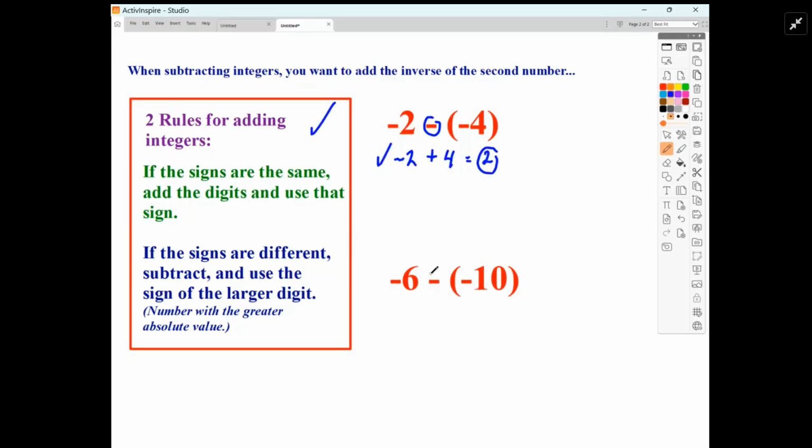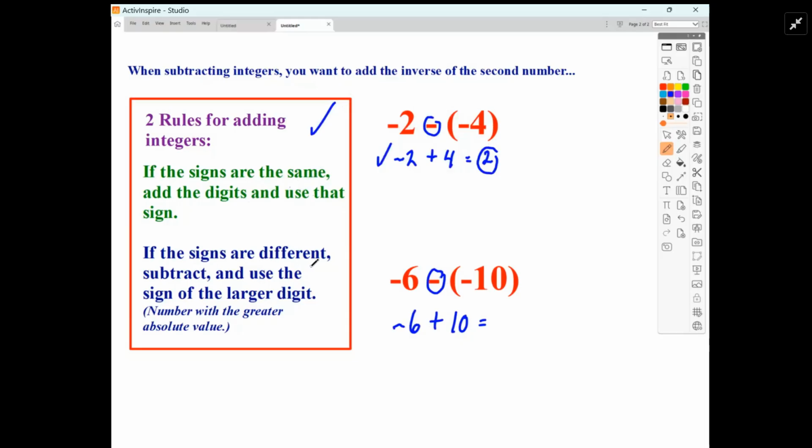I put a second one down here just for you to get a feel for this. Again, this is subtraction, so I want to add the inverse of -10. I'm going to copy the first number just the way I see it. This is what I want to change, because I want to add, and the inverse of -10 is 10. I now have an addition problem, and I'm ready to check the rules. Again, rule 1: the signs are the same, add them up and use that sign.